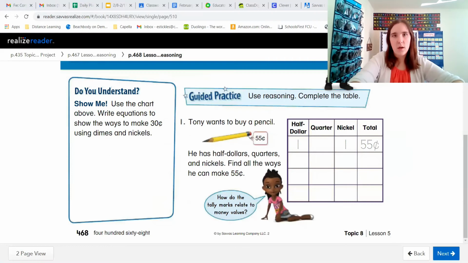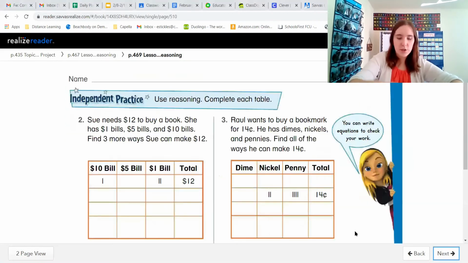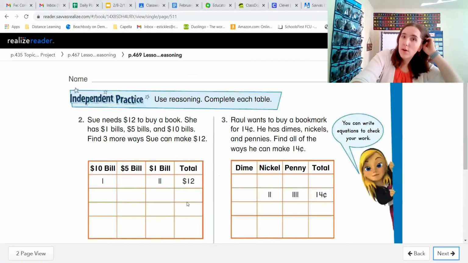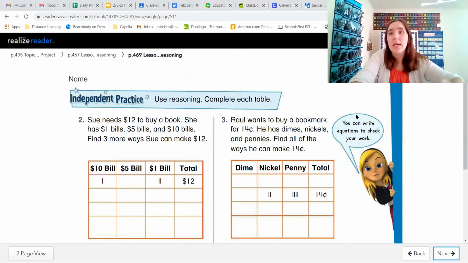Let's get some more practice in our workbooks. Let's turn the page and we're going to do number 2 together. So it says use reasoning, complete each chart. So let's do number 2.